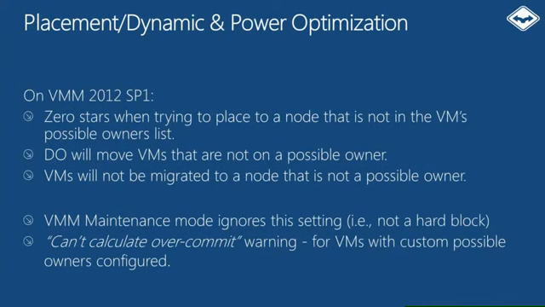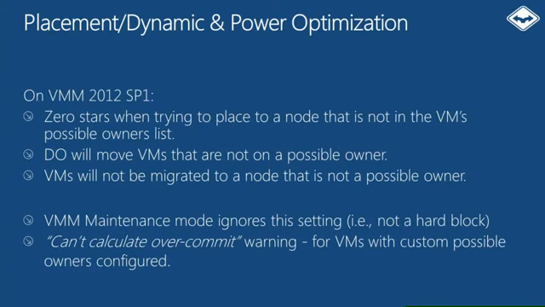How does VMM's placement engine deal with possible owners? When you try to place a VM and you select a node which is not a possible owner, you will get 0 stars in your ratings. You'll also get a warning which tells you that that node is not a possible owner. So the VMM placement engine will give you a hint and try to tell you that you're trying to move the VM to a node that is not a possible owner.